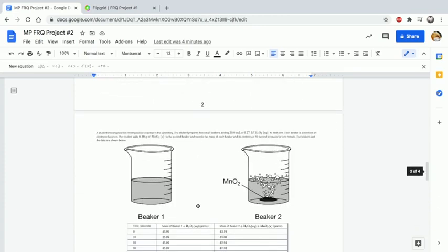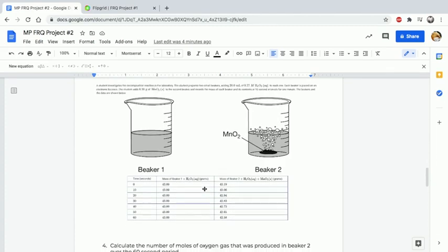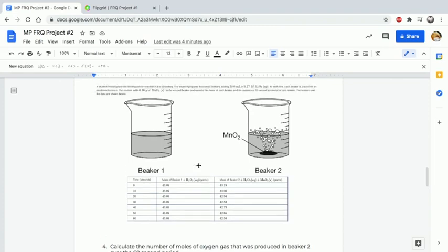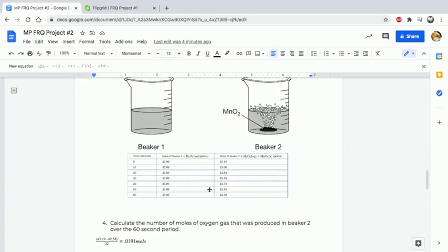So that's number 3. Now number 4, basically we have this H2O2 that is decomposing into water and oxygen along with the catalyst. It's what we were doing above, basically, but with more data.